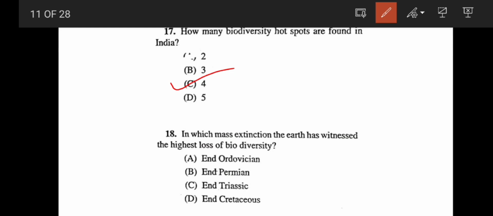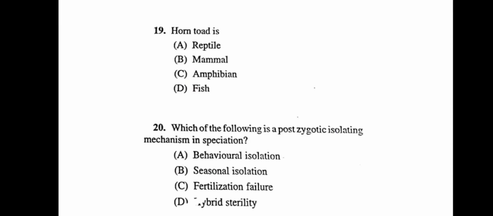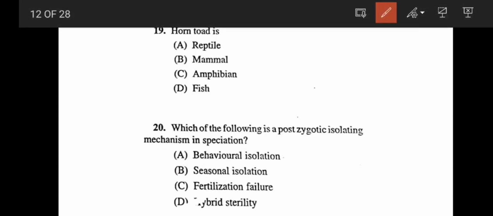Next, in which mass extinction has the Earth witnessed the highest loss of biodiversity? The correct answer would be end of Permian. During this mass extinction, almost 70% of the vertebrates were lost from the Earth.